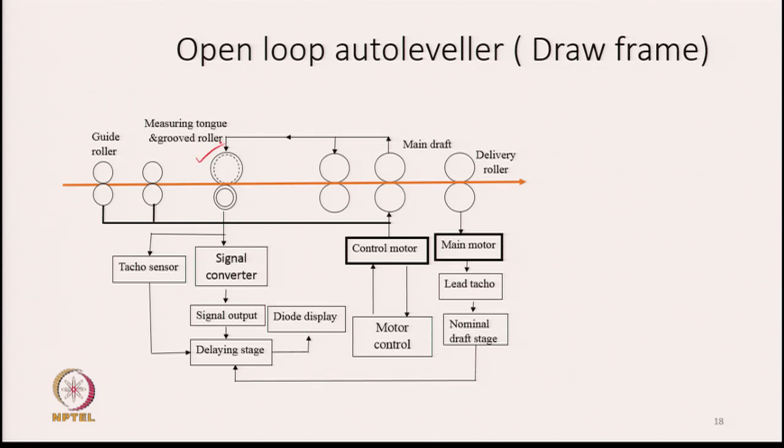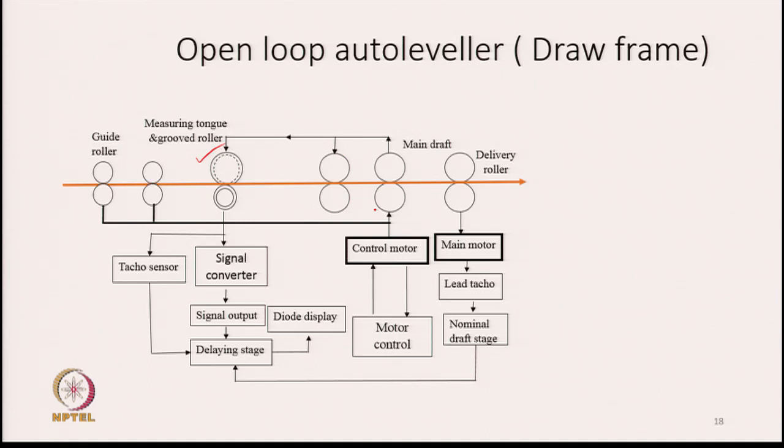So, here is the sensing point, and behind that there are two guide rollers, which are in the creel of the draw frame, which is feeding sliver. If you look at it, this is basically an open loop system, because we are measuring the sliver thickness using the tongue and groove roller, which is placed behind the process. So, the process is here, where the drafting zones are, but the sensing point is behind it. So, between the sensing point and the control point there is a distance, and the rest of the things are the same. The signal flows to the signal converter, signal output, there is a delay, because there is a distance between the sensing point and the draft zone.